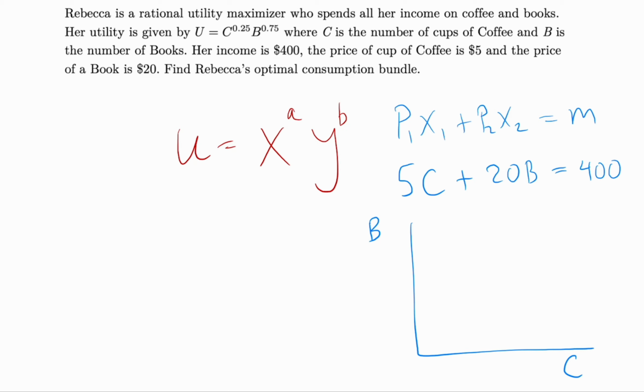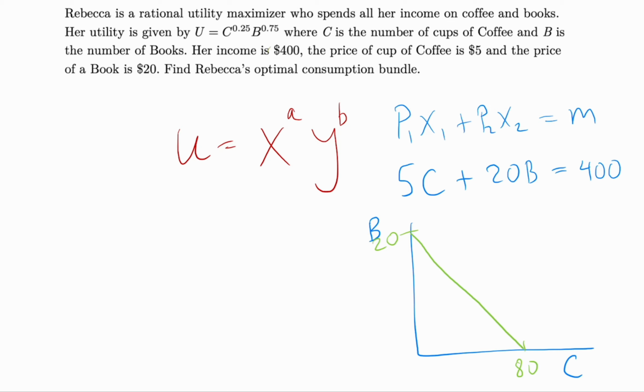It's going to look something like this, where if you were to spend all of your money on books, you could buy, what's that? 400 divided by 20 is 20. So that's 20 books. And then if you do 400 divided by 5, that's 80. So that's like saying, all right, you don't even need this equation to know that.